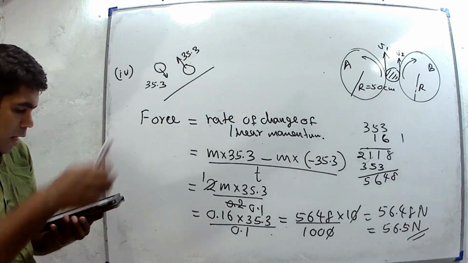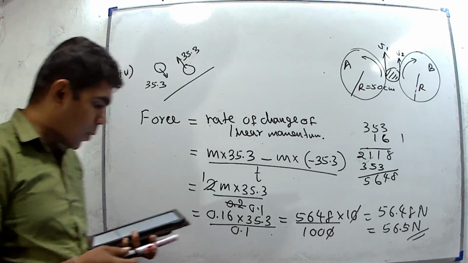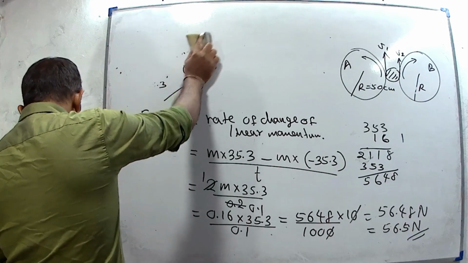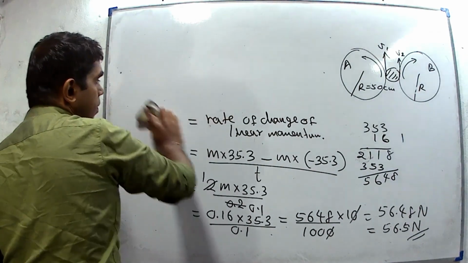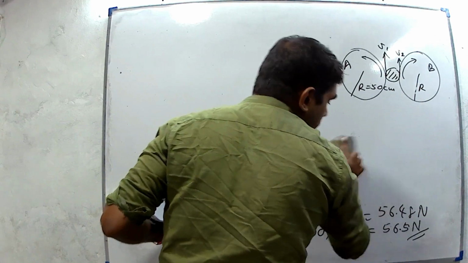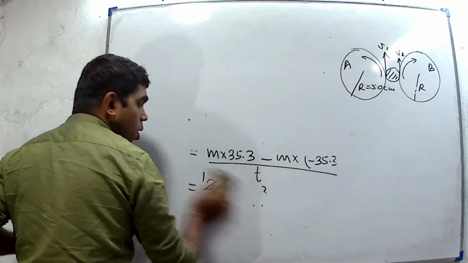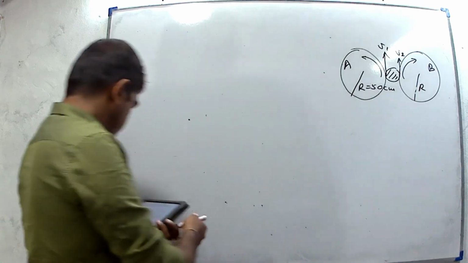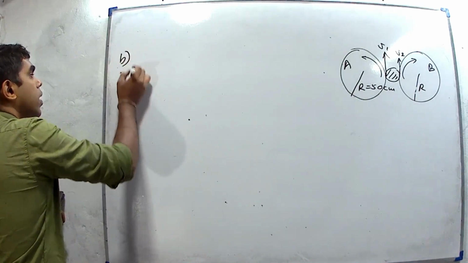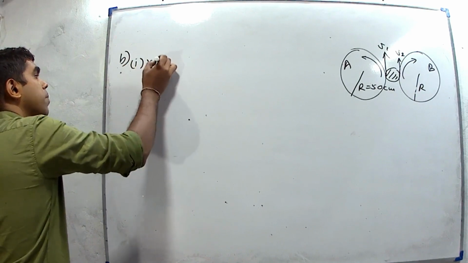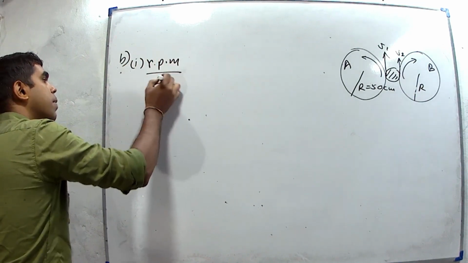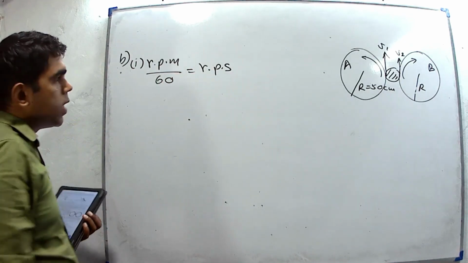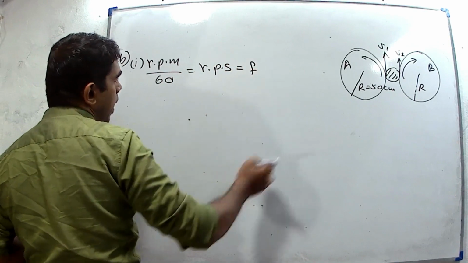Now we have to calculate angular velocities omega 1 and omega 2. They have given RPM values separately. We have to calculate omega. Omega means angular velocity. We know that RPM, revolutions per minute, divided by 60 equals RPS, revolutions per second. It is the frequency of the object.